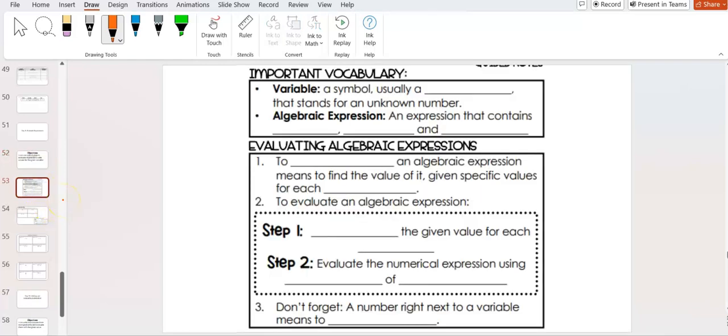Awesome. All right, here are some important vocabulary words. Okay, things we should already know, but we're going to write down again. A variable is a symbol, usually a letter, that stands for an unknown number. An algebraic expression contains variables, numbers, and operations.